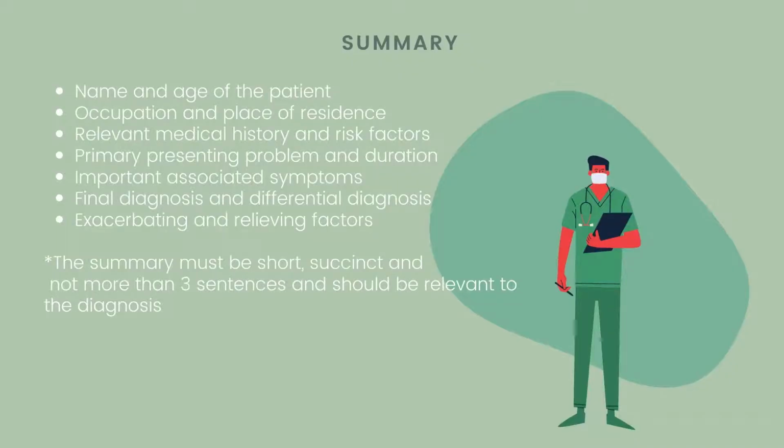So the summary of your assessment to the clinician will include firstly the name and age of the patient, the occupation and place of residence, the relevant medical history and risk factors, the primary presenting problem and duration of the illness, the important associated symptoms, the final diagnosis and differential diagnosis that you gather from your patient, as well as exacerbating and relieving factors. It's really important that the summary is short, succinct, and not more than 3 sentences and should be relevant to the diagnosis of your patient.